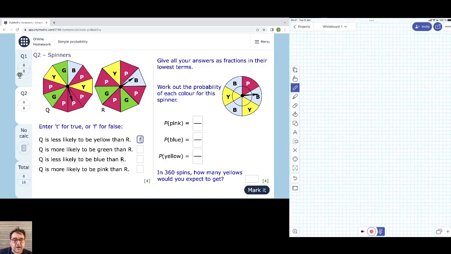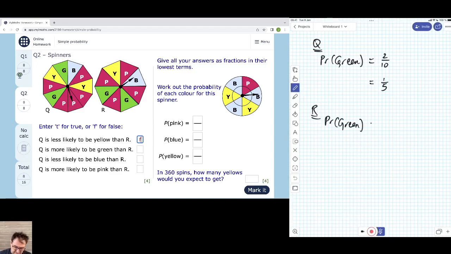Okay, on to the next one. Q is more likely to be green than R. Okay, so on Q, the probability of green is, well, there's 2 out of 10, which is the same as a fifth, whereas on R, there's 2 greens, but it's only out of 8. So the probability of green is 2 out of 8, which is a quarter. So a quarter is bigger than a fifth, so you're more likely to get a green on R. So the statement Q is more likely to be green than R is a false statement, because you're more likely to get the green on R than you are on Q. False statement.